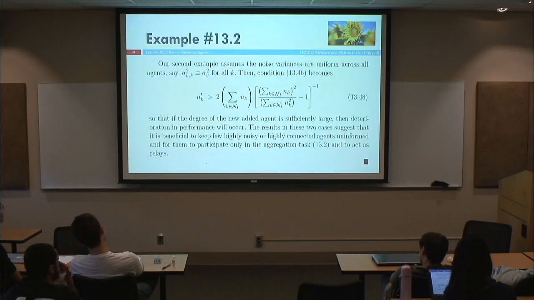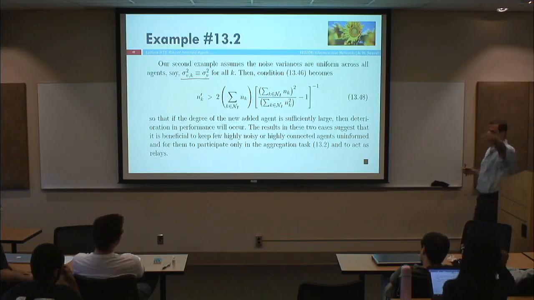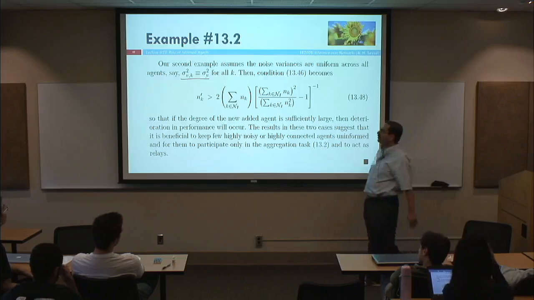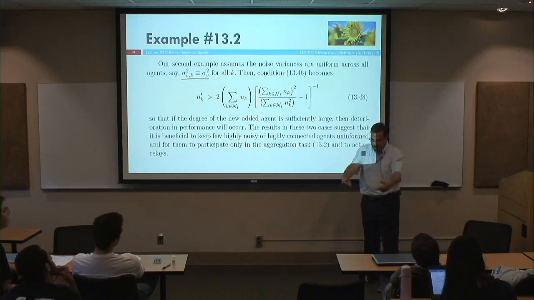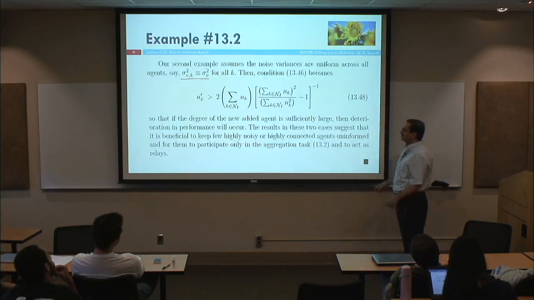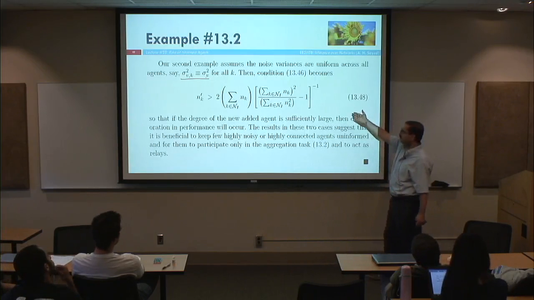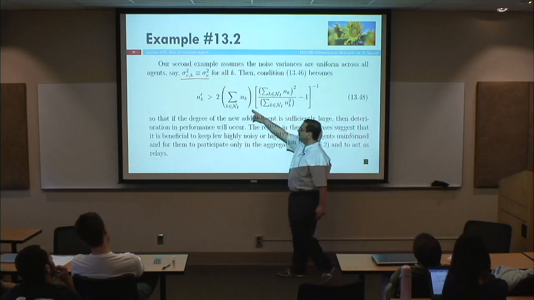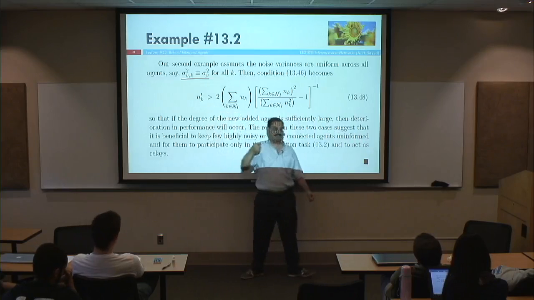The second example, let's assume that the noise power is the same. In one case, I assume the degree is the same. Let's assume the noise power is the same across all agents. Then if you go back to the expression, you will see that the condition now is this, okay? You have now a condition on the degree, right?